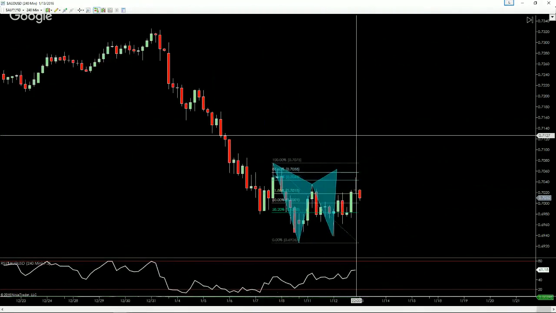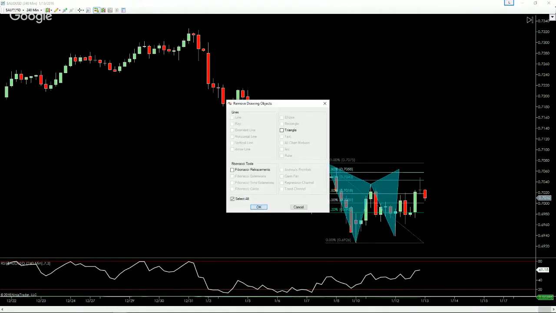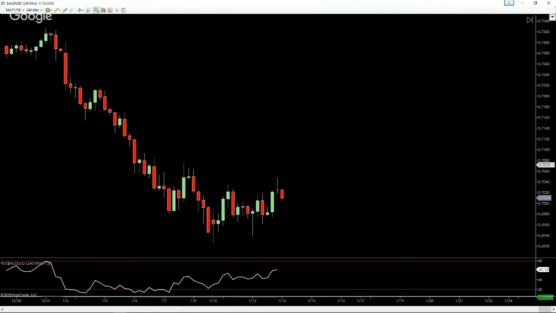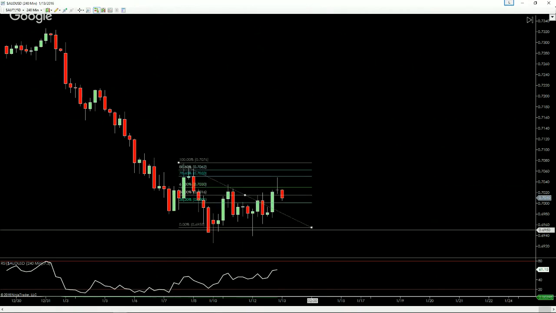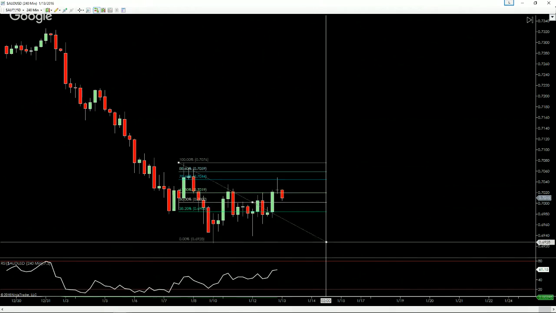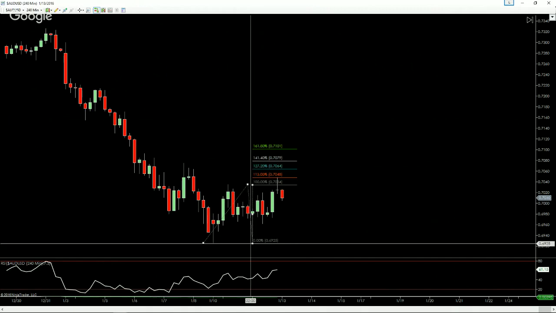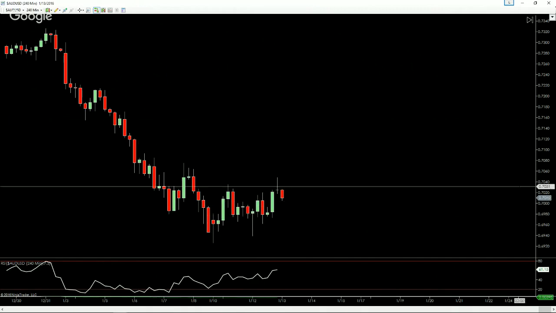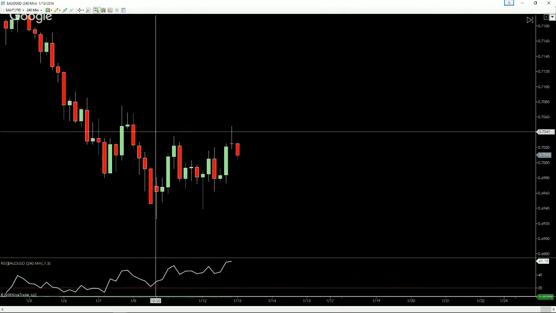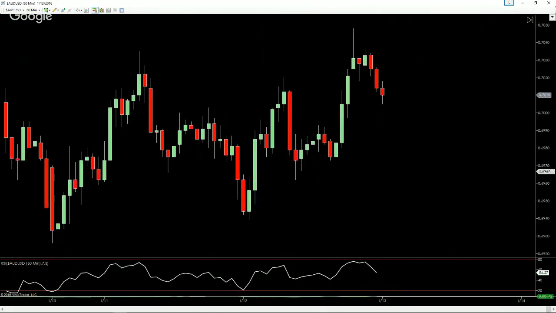Now we still have that Gartley that we identified yesterday. Still hasn't completed yet, I believe. Let's see. Yes, it still hasn't completed yet. But let's see if we have anything forming on the 60.